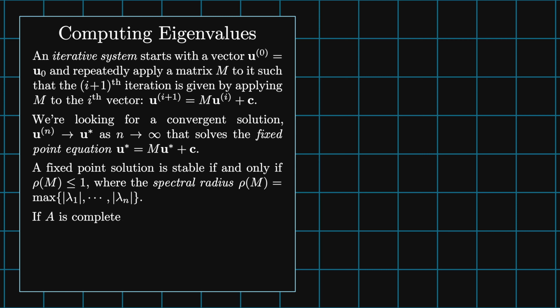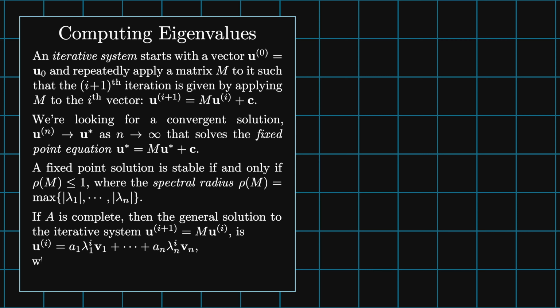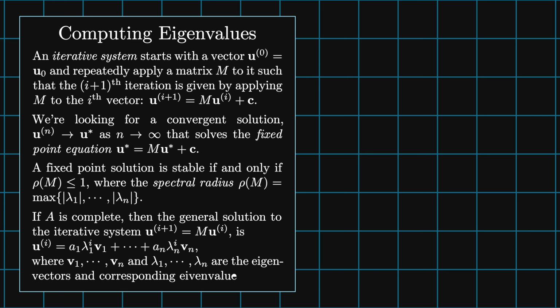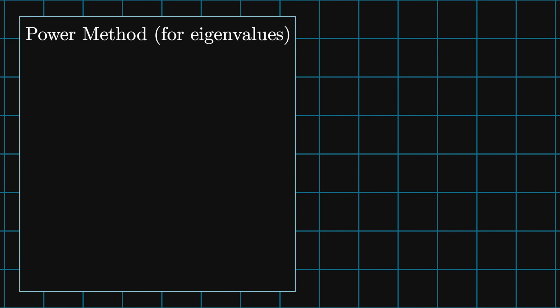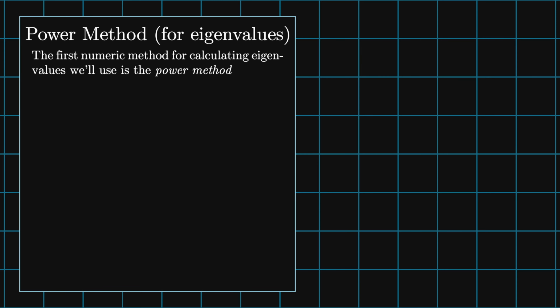If A is complete, then the general solution to the iterative system u_{i+1} equals m u_i is given by u_i equals a1 lambda 1 to the i v1 plus a2 lambda 2 to the i v2, and so on and so forth through an lambda n to the i vn, where the vn's and lambda n's are the eigenvectors and eigenvalues of m. Using these facts about iterative systems, we'll look at the first method for calculating eigenvalues of a matrix. This algorithm is called the power method.